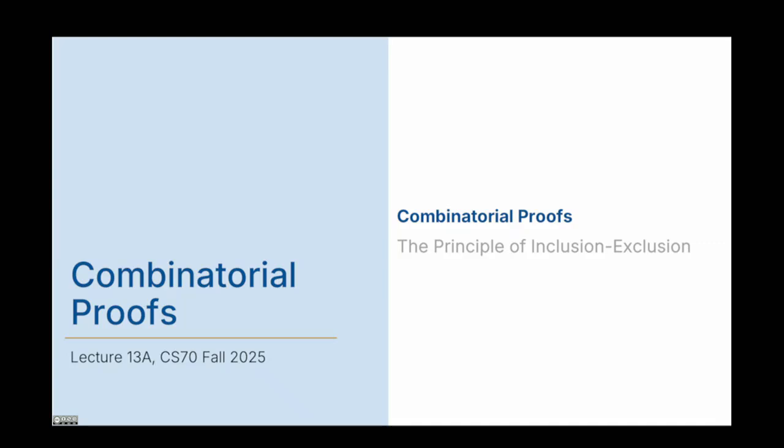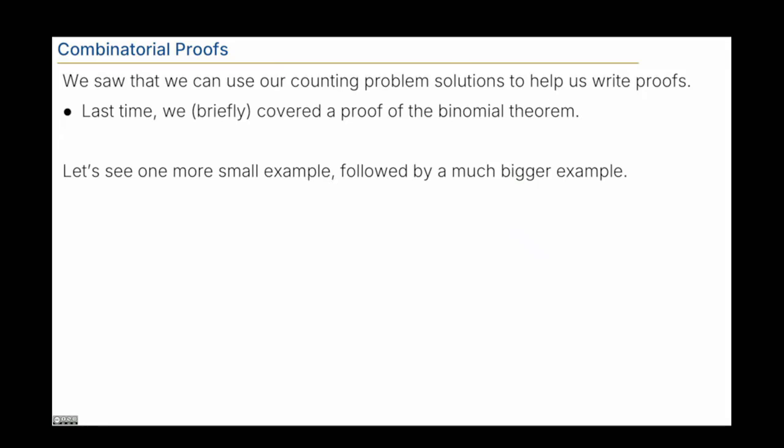Welcome. So today I'm going to be talking about the first beginning part. I'm going to wrap up counting, and then I'll turn it over to Manuel to talk about fancier counting, I guess I'll call it. So last time we saw that we can use our counting problem solutions to help us write proofs. I went through very briefly, and I don't think necessarily super well, a proof of the binomial theorem. I'm going to show you one more small example, followed by a larger example.